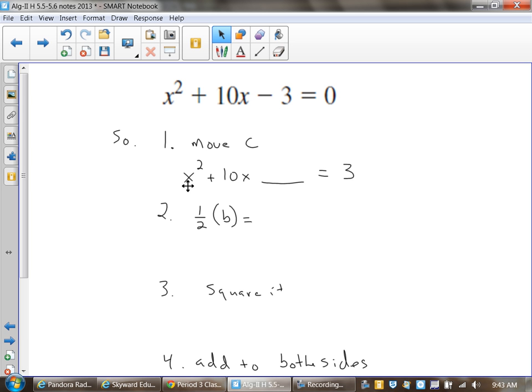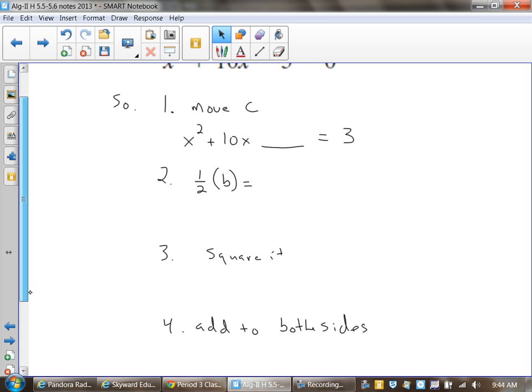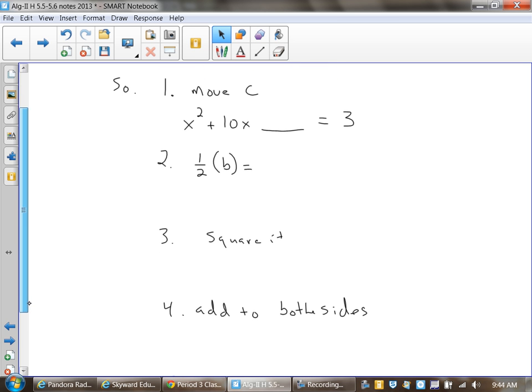So after you have moved C, the very next step that you do is you take half of B. Well, what's B in this case? 10. What's half of B?